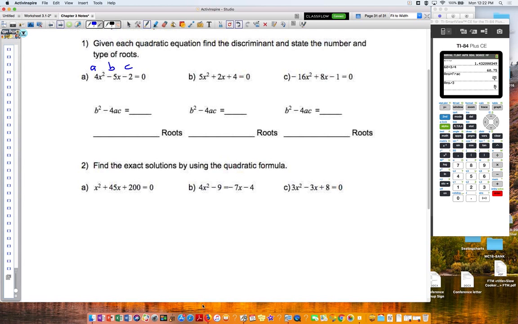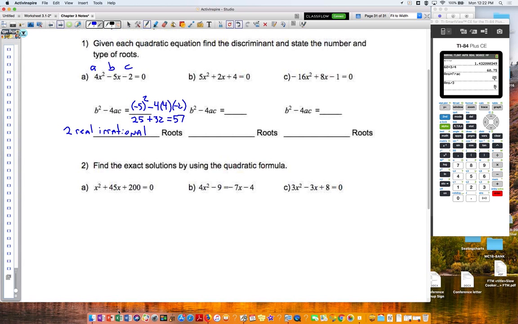So when it's in this nice order, we're just plugging this in. So I'm going -5 squared minus 4 times 4 times -2. So as I simplify this, I get 25, and this ends up becoming plus 32, so I get 57. So since 57 is not a perfect square, I get 2 real irrational, I almost forgot the AL, roots.